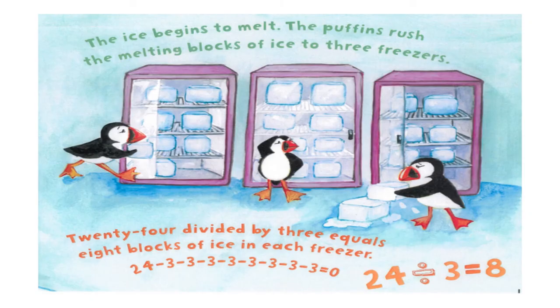The ice begins to melt and the puffins rush the melting blocks of ice to 3 freezers. 24 divided by 3 equals 8 blocks of ice in each freezer. 24, take away 3, take away 3, take away 3, take away 3, take away 3, take away 3, take away 3, take away 3, equals 0. 24 divided by 3 equals 8.